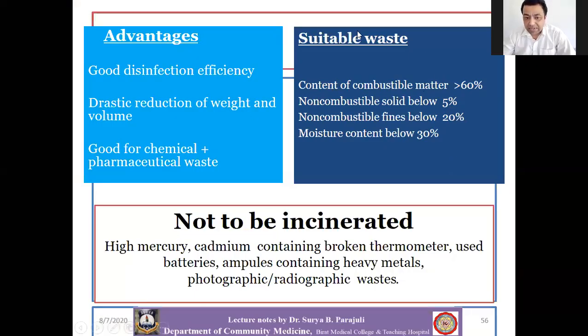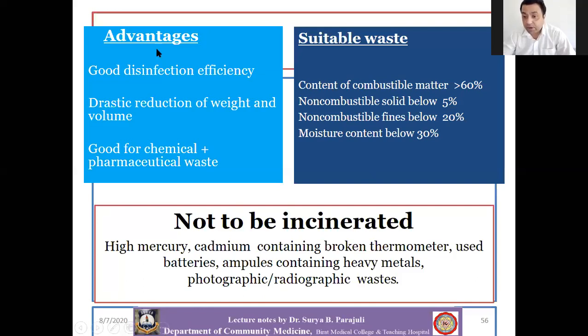So it has advantages and disadvantages, but the most important thing is what is not to be incinerated. If you have high mercury, cadmium, broken thermometers, batteries, items containing heavy metals, or photographic or radiographic waste, we need to avoid those healthcare wastes in the process of incineration. So what is not to be incinerated? Cadmium, mercury, broken thermometers, radiographic and photographic waste.